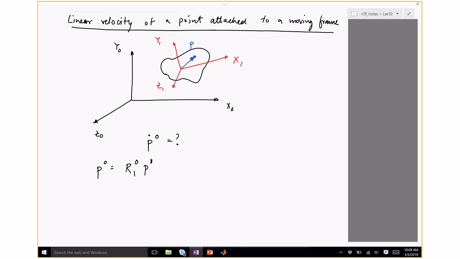So this distance is maybe 5 centimeters, but the actual point P with respect to that frame is 5 meters. So let me draw that here. It makes it easier to understand. So this is the body. This is point P. Then P0 would be L. This is capital L, sorry, my bad. This should be P1. P0 is capital L.